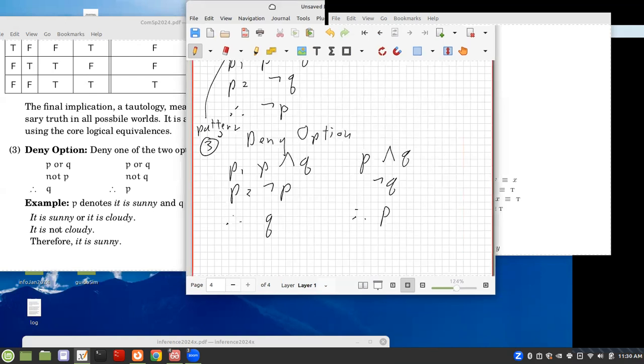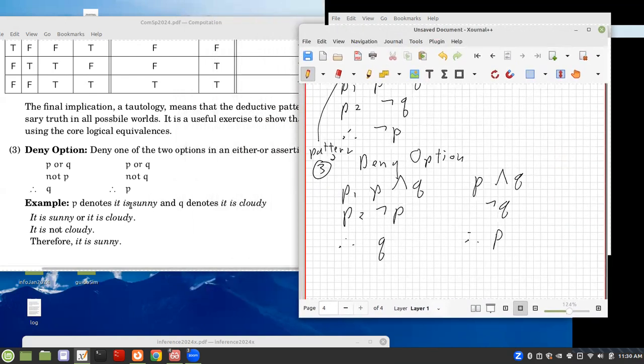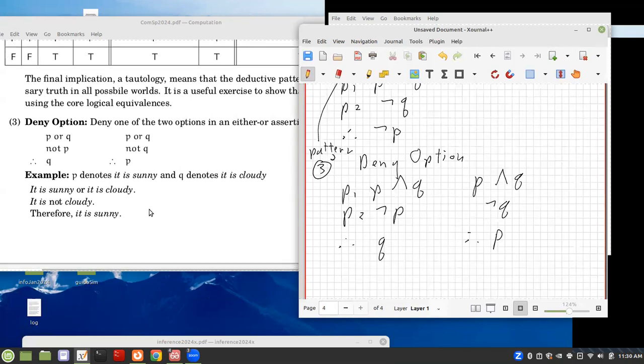So here's an example to make this seem more plausible. Let's say P denotes it is sunny and Q denotes it is cloudy. Then the first premise here is it is sunny or it is cloudy. And the second premise is it's not cloudy, therefore it's sunny. So if it's sunny or it's cloudy, and it's not cloudy, we know it's sunny. Okay, so that's the deny option.